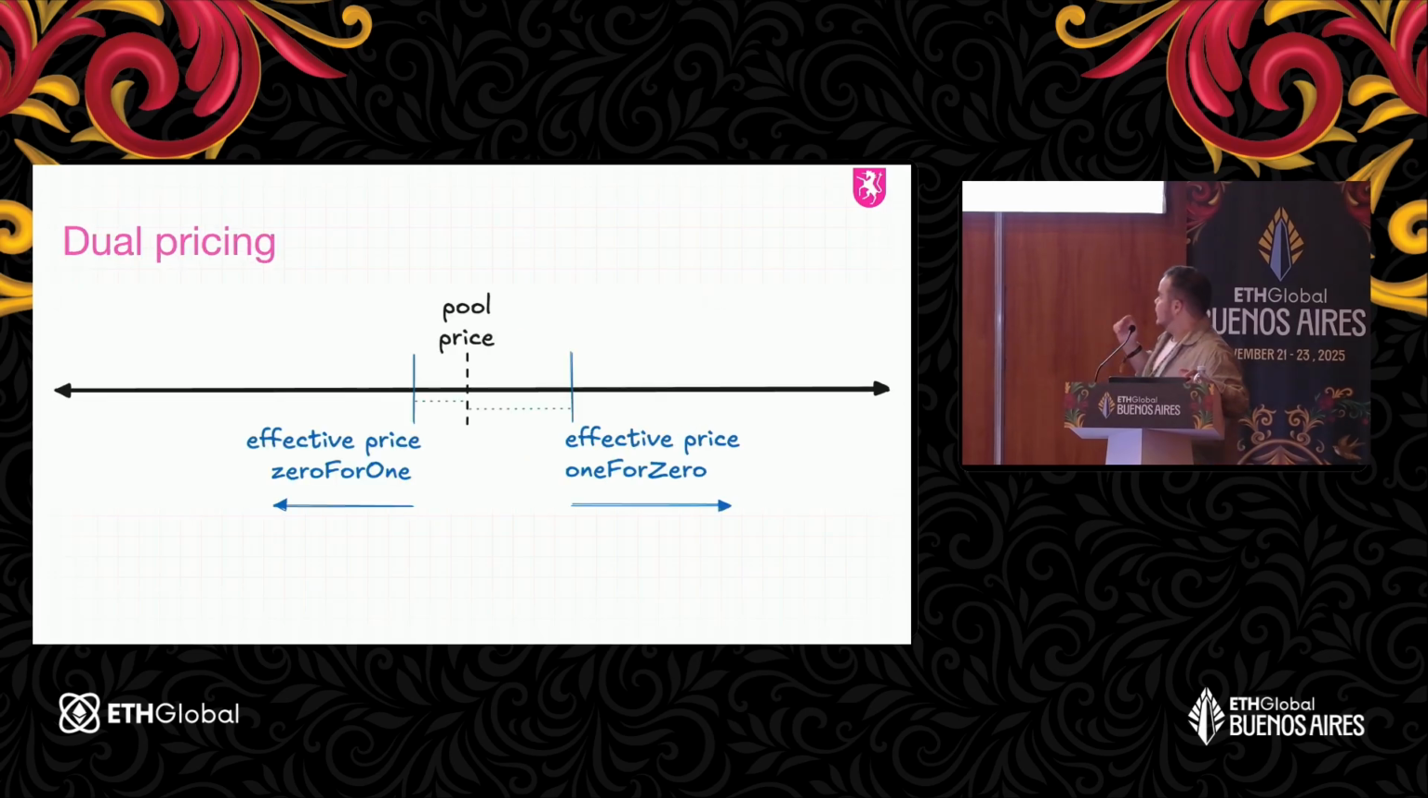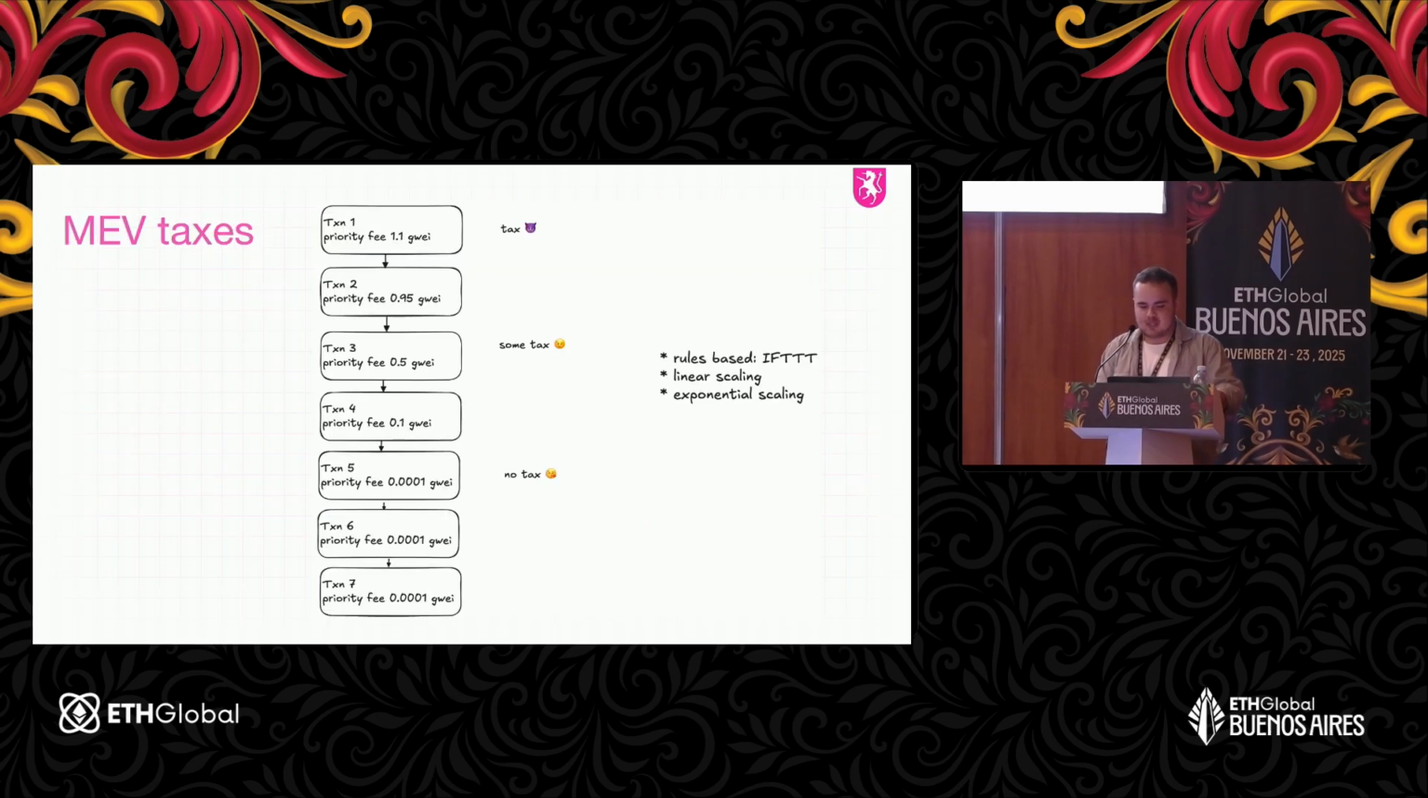Similarly, let's say that you are working on meme coins and you want them only to go up. You can create a dual pricing mechanism where you detect in which direction the trade is going. 0 for 1 or 1 for 0 is the direction of the trade. If it's going up, you can give a better delta or lower fees. If it's going down, you can give worse deltas and higher fees. So you can play with these things to make interesting stuff.